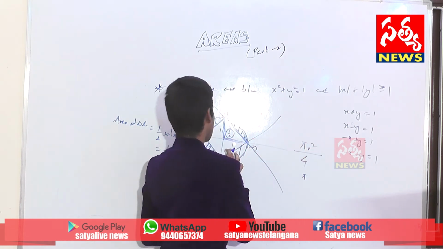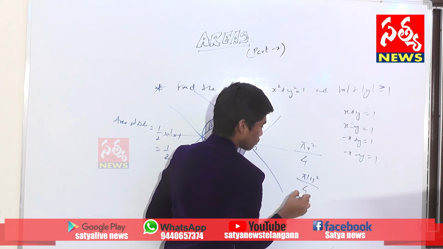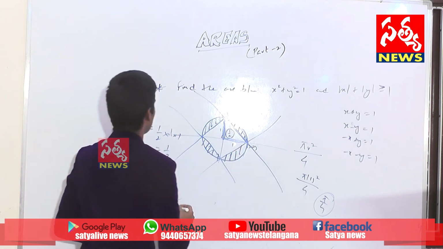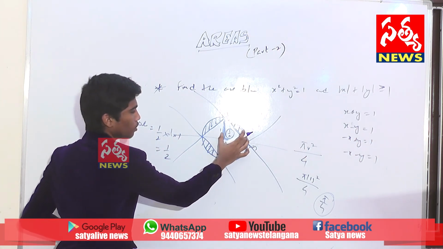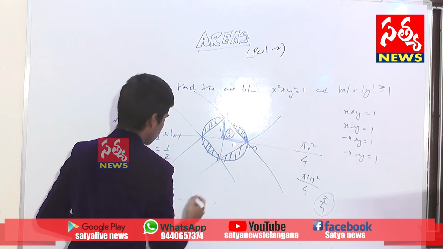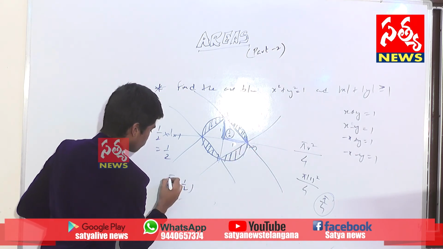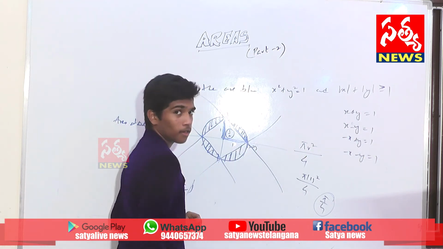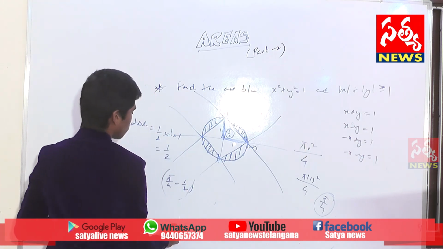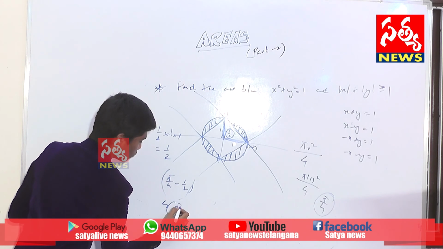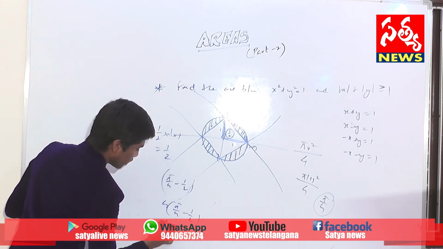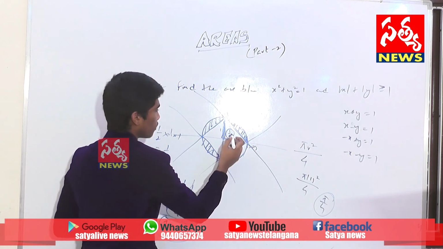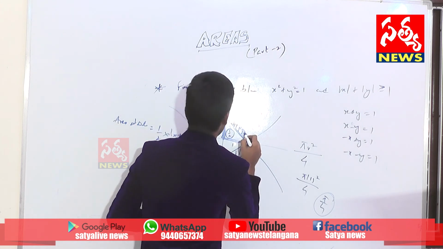So pi into, what is r? 1 square by 4. Pi by 4 is the area of this. And we have to do pi by 4 minus 1 by 2, so that we can get this area. Pi by 4 minus 1 by 2. This is the area of only this one-fourth part of the circle. And if you want the whole, we have to multiply it by 4. 4 into pi by 4 minus 1 by 2. We get pi minus 2. This is the area of the curve that we required.